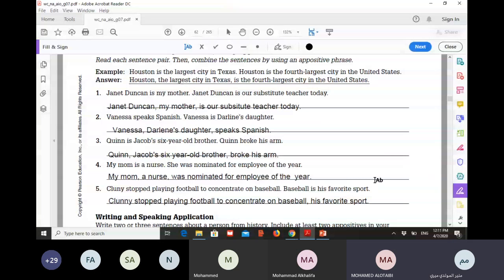So as you see in the sentences, when we reformulate them, the words that are repeated, like Vanessa, like Janet Duncan, all disappeared. So we have only one word. Also the same thing for the last sentence. We have baseball repeated twice, and down here we have only one word. Is it clear? Yes.